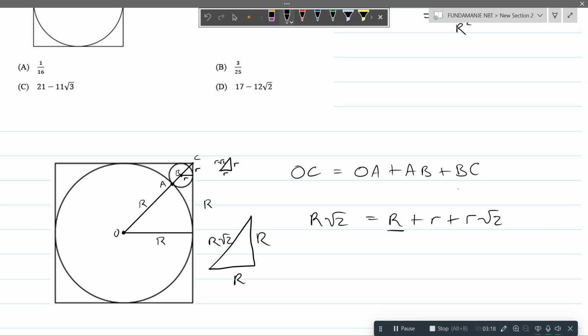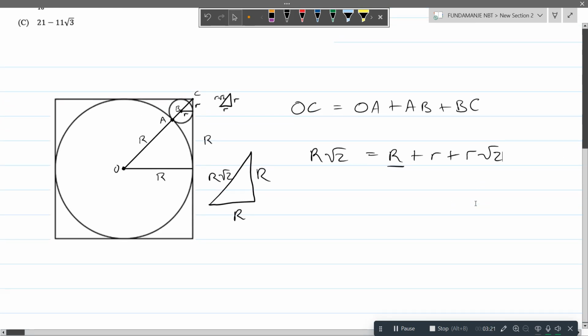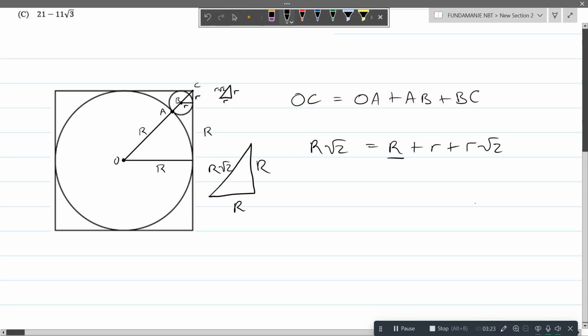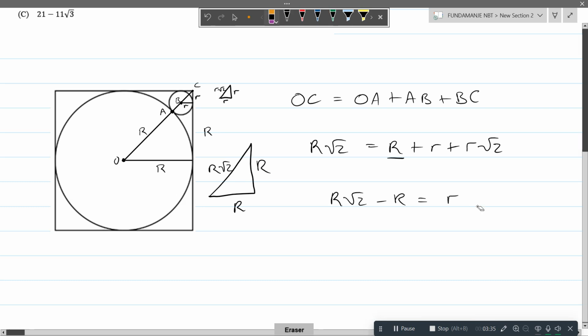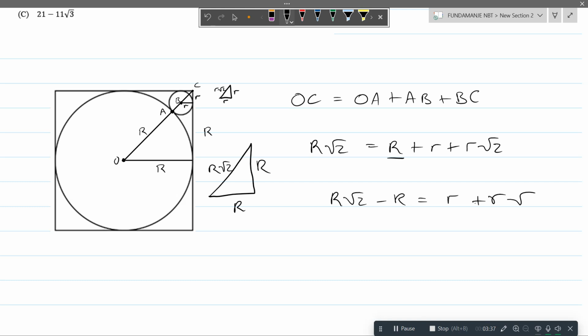What we can now do is collect the like terms. Putting r to the other side, we have R root 2 minus R is equal to r. You can factor out here what's left. So let me just leave it as it is, and then we'll factor on the second step. So here we're going to factor out capital letter R to be left with root 2 minus 1. This is equal to r times 1 plus root 2, like that.